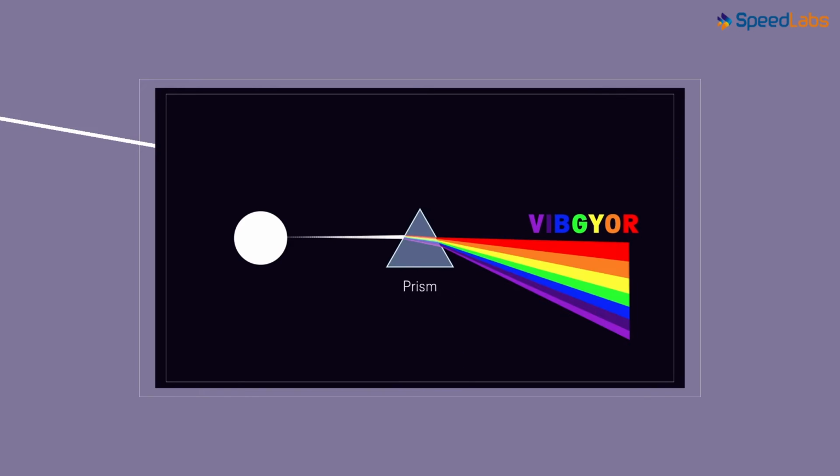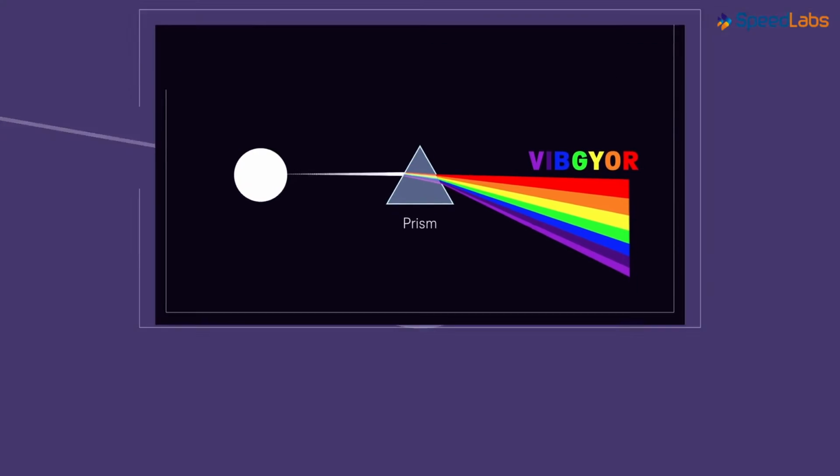But we know that the white light of the sun is composed of 7 primary colors. It's VIBGYOR. And we also know that a prism will break this white light into its constituent colors when allowed to pass through it. A water droplet behaves exactly like a prism. It disperses the white sunlight at the entry point.